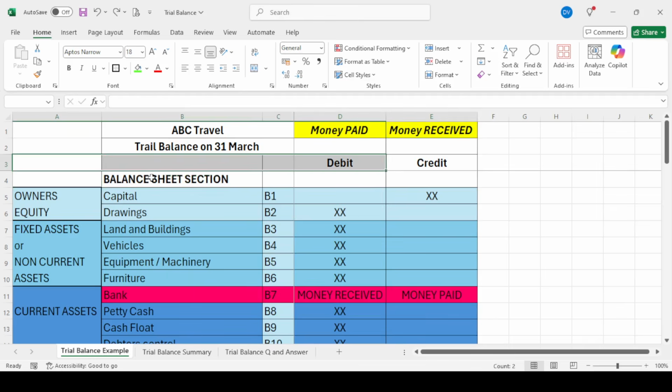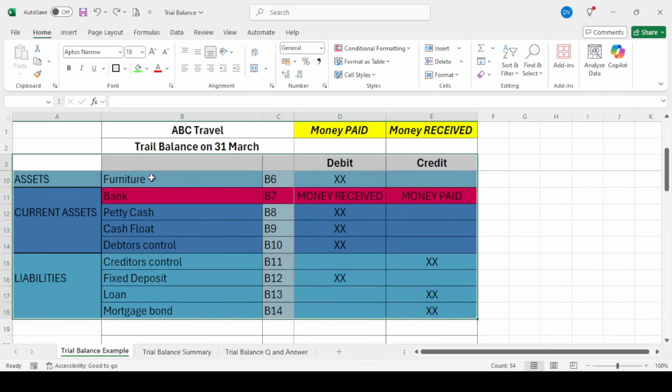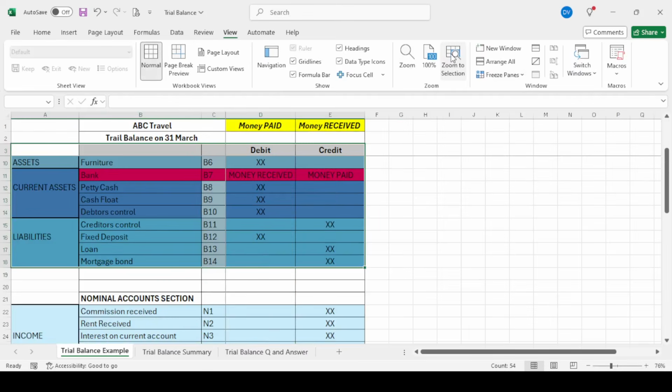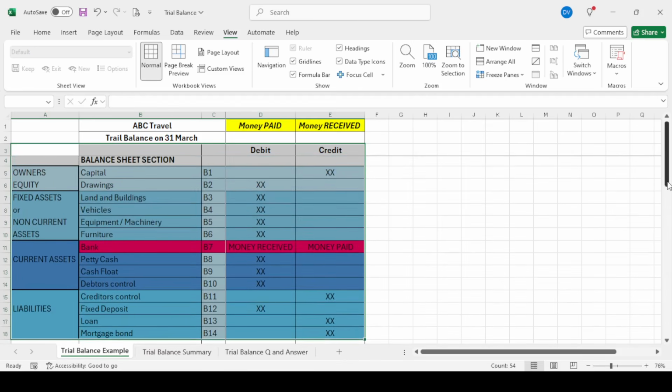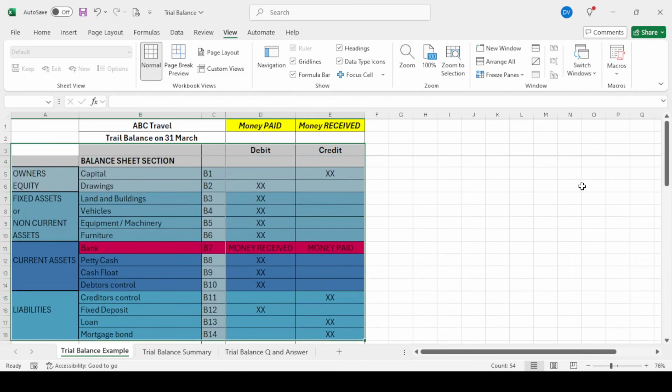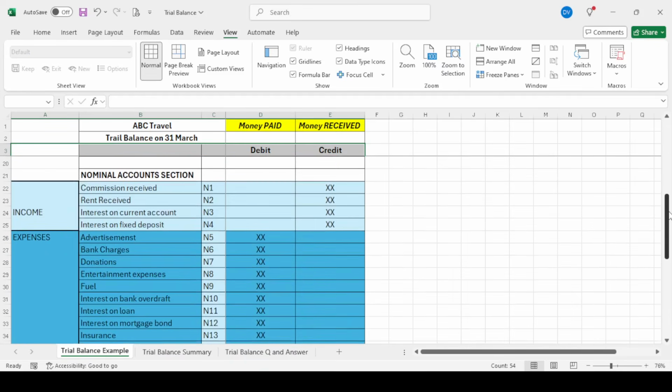I'm going to just Excel zoom it for you so you can see it at a glance. There we go. That is your balance sheet section. And the second section of your trial balance is the nominal account section.